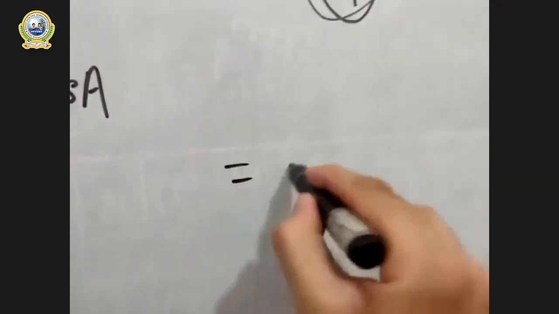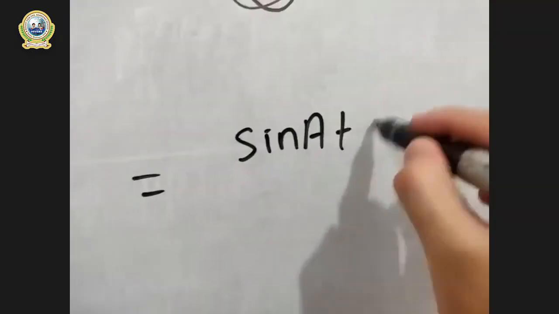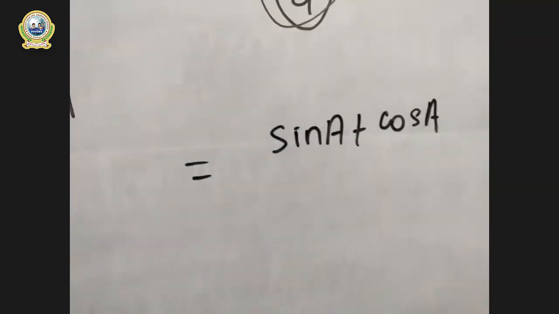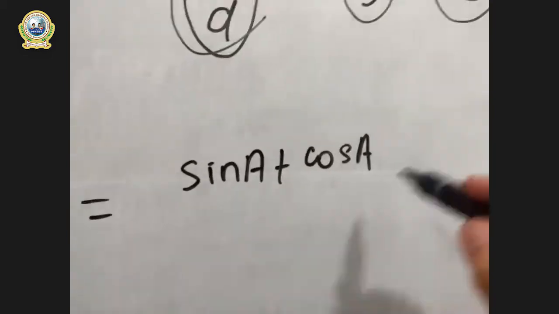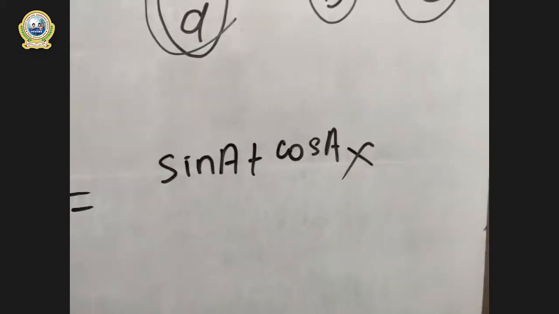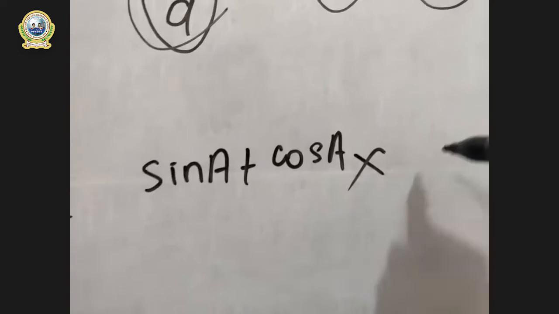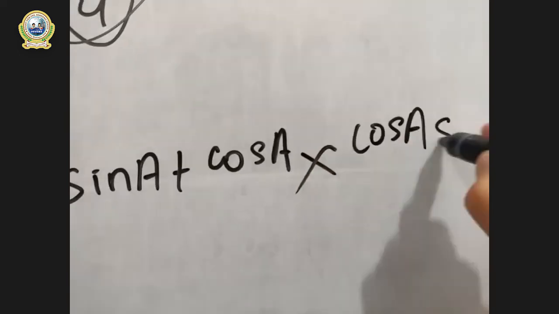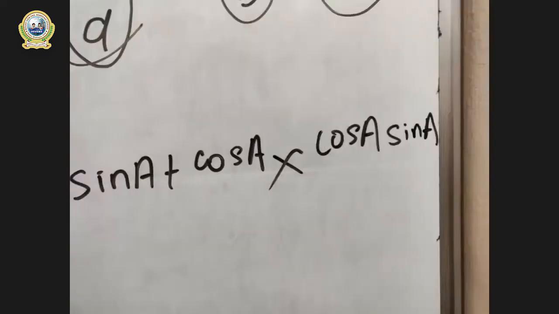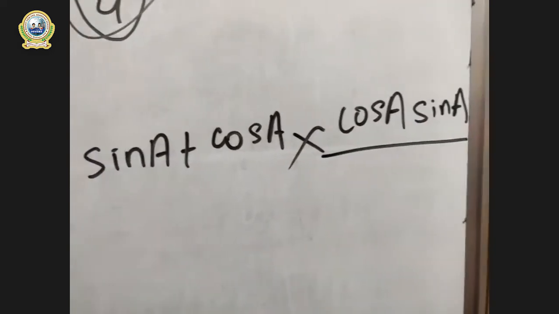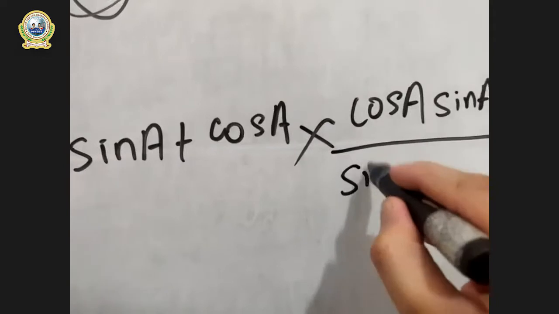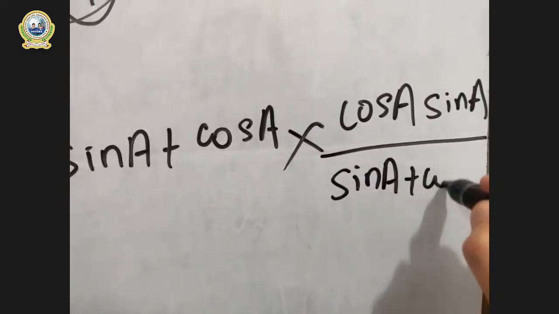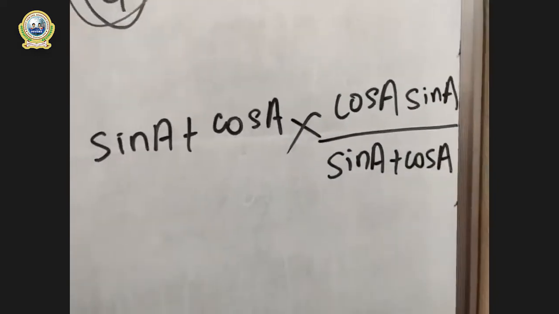Look at here. Sin A plus cos A is as it is. Is it clear? Now we change that lengthiest upon into multiply sign. Is it clear? And our denominator is cos A sin A, right? Cos A sin A. And in the denominator part, it will be sin A plus cos A. Did you get it? I'll repeat this again.